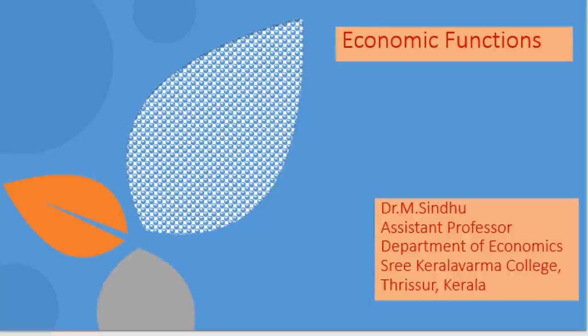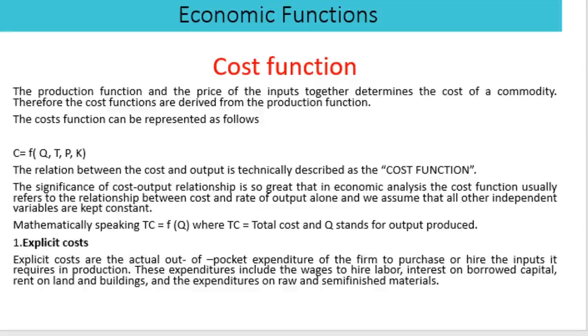In this class, we are going to discuss the next important economic function, that is the cost function. We know that the cost function explains the technical relationship between the cost and the output. That is, the relationship between the cost and output is described as the cost function. The production function and the price of the inputs together determine the cost of a commodity. Therefore, the cost functions are derived from the production function.